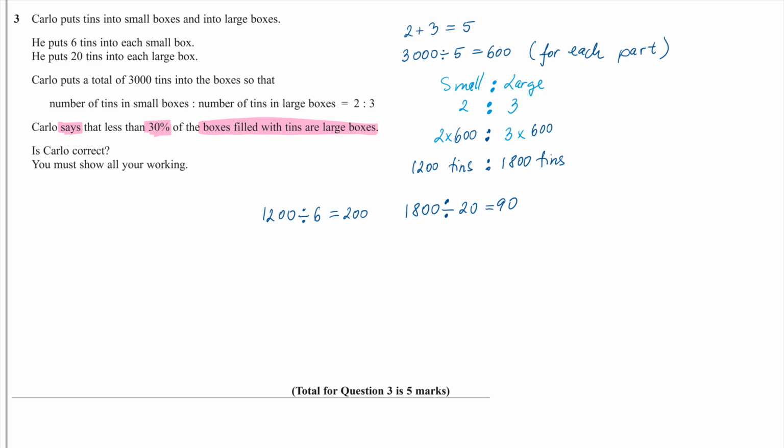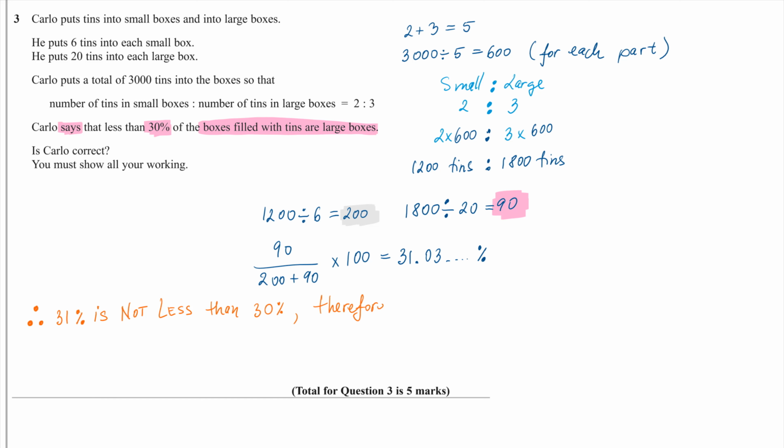Let's find out if he's right. There are 90 large boxes out of the total boxes, which is 200 plus 90. If we times this fraction by 100, we get the percentage of large boxes. This is 31.03%. 31% is not less than 30%. Therefore, CAH is not correct.